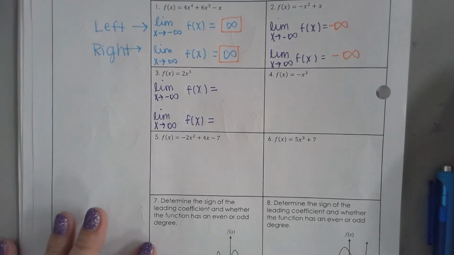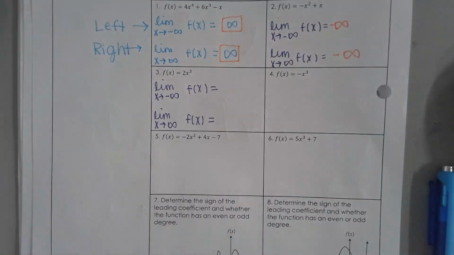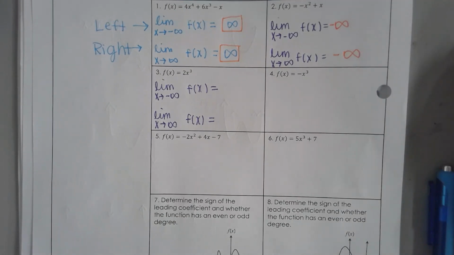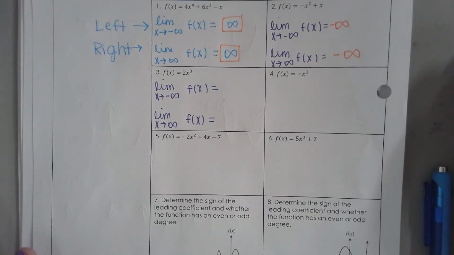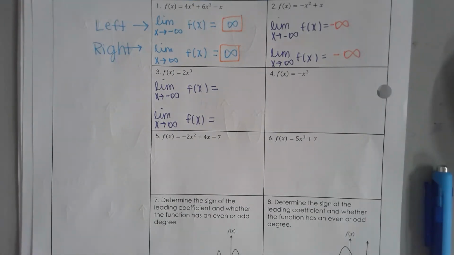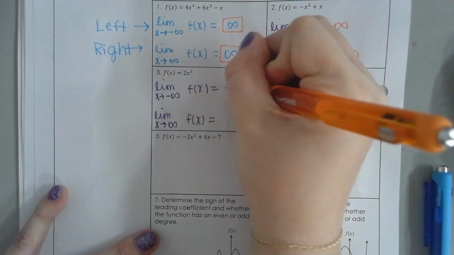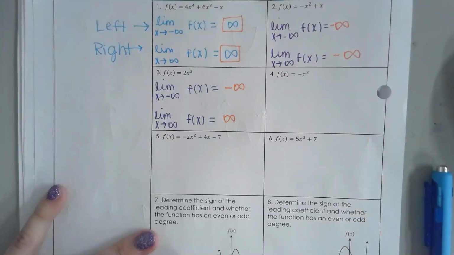Y equals 2x cubed. So that's a positive leading coefficient and an odd degree. Now I'm going to zoom out. Do they point the same direction? No. What's the one on the left doing? Down. What's the one on the right doing? Up. So on the left side, we're going to write negative infinity. On the right side, we're going to write positive infinity.